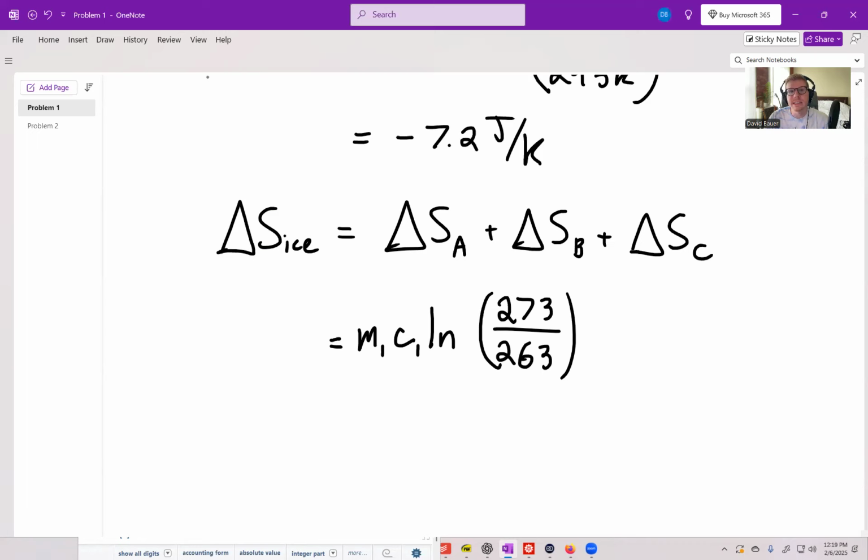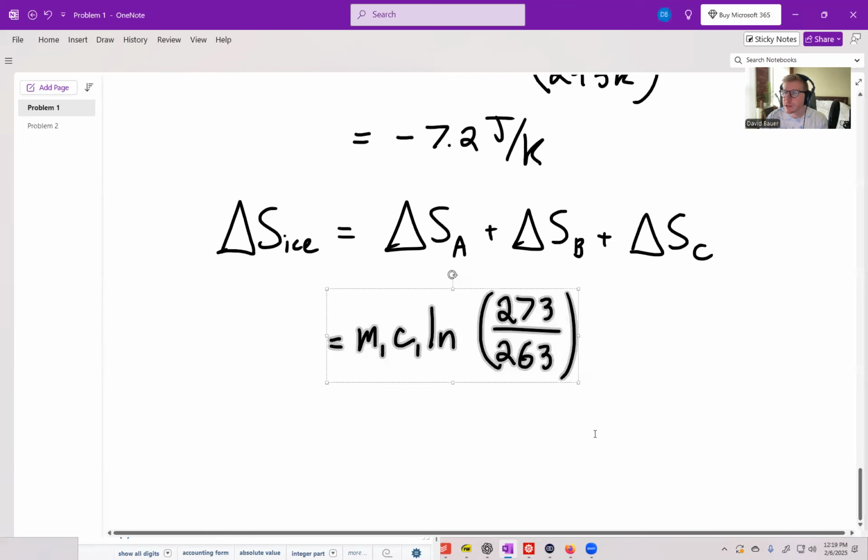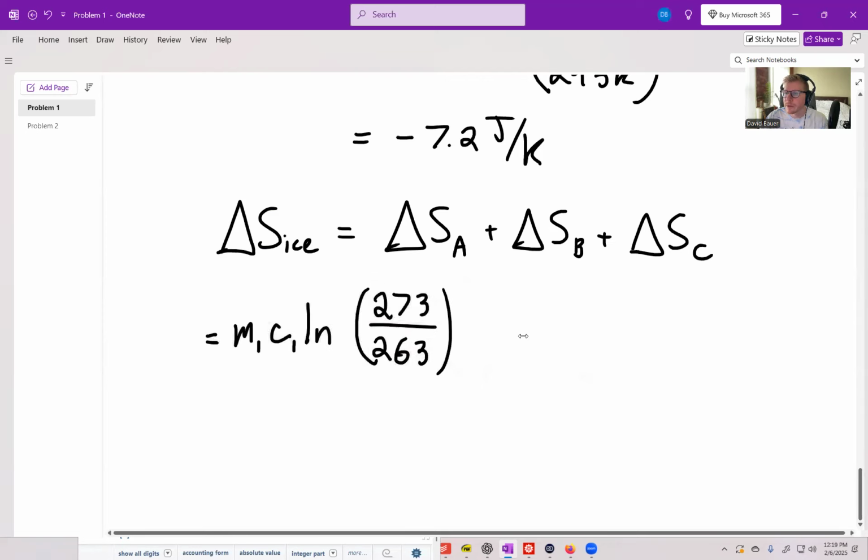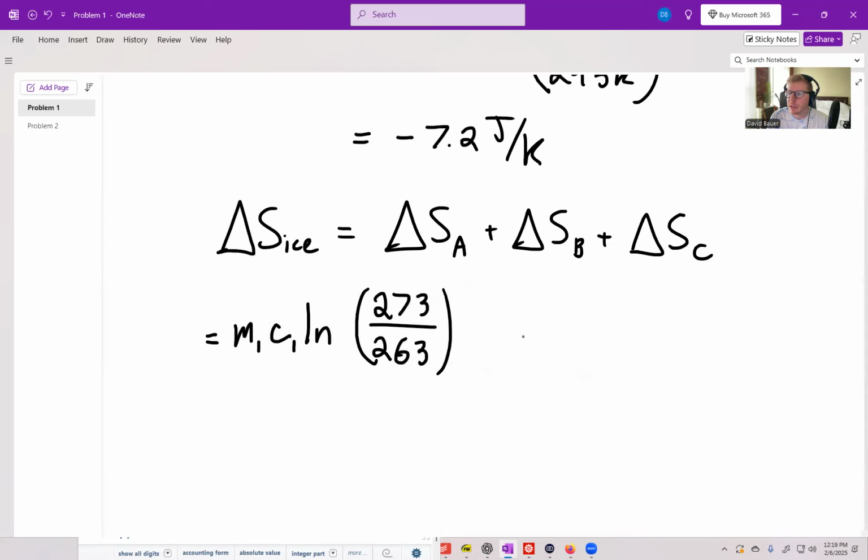Step B is an isothermal process because it's the melting of the ice at 0 Celsius. So for B, let me move this so I have more room. I'm going to use my Q over T formula, and my T here is 273 Kelvin, 0 Celsius. And QB we calculated earlier. And then finally, I need to heat the now melted ice up to my final temperature of 288.